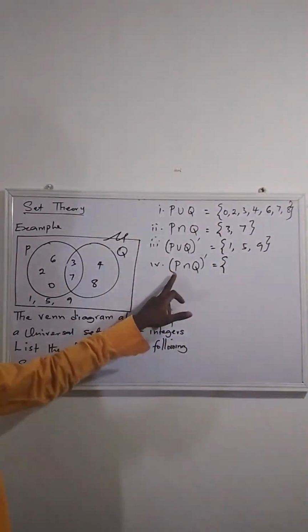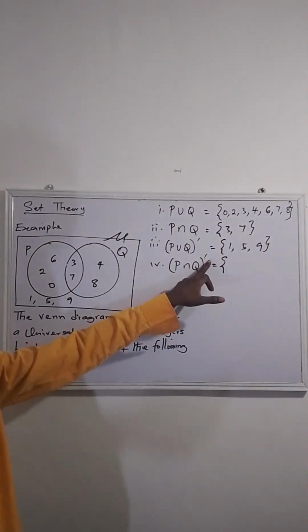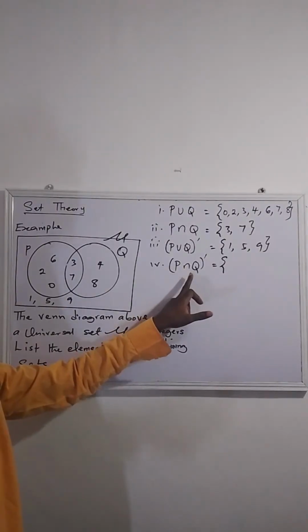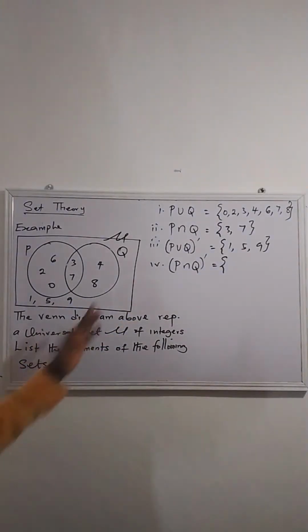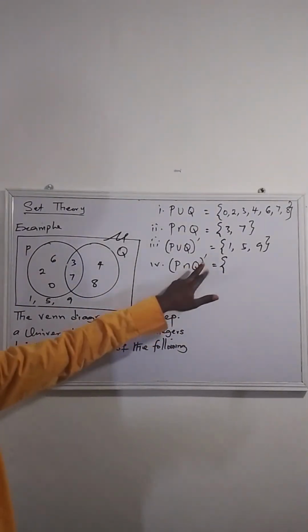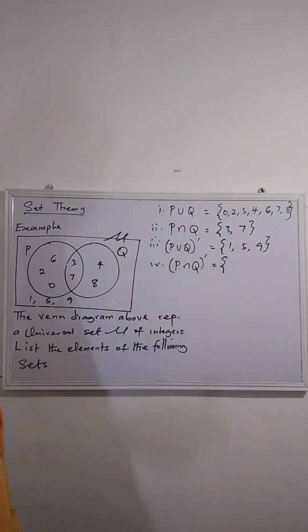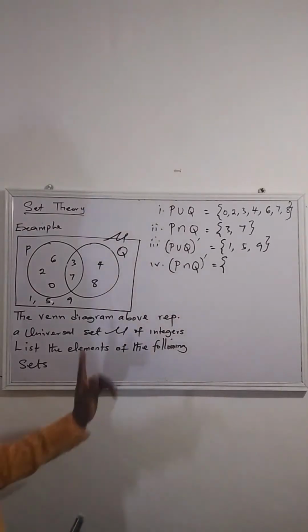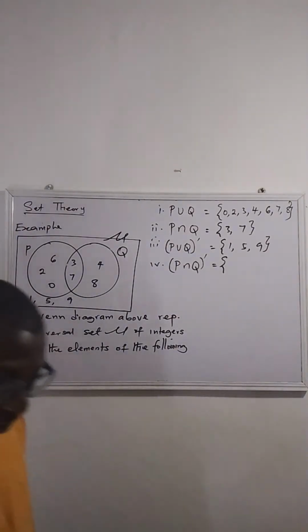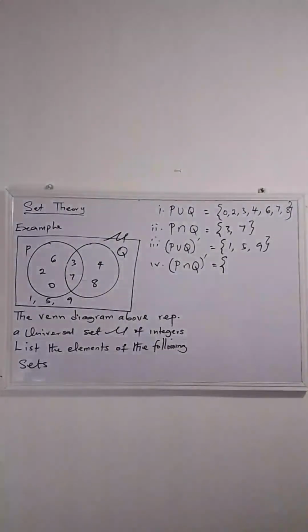Now with that explanation, I think you should be able to provide this answer. Now, P intersection Q complement. Hope you now know the meaning of complement. So can you list members of P intersection Q complement? Let me give you a minute to do that. Let's wait for your answers. Let's see those people that will give us the correct answer.